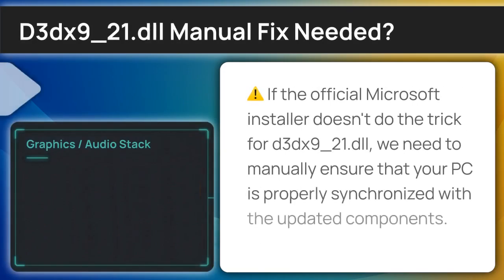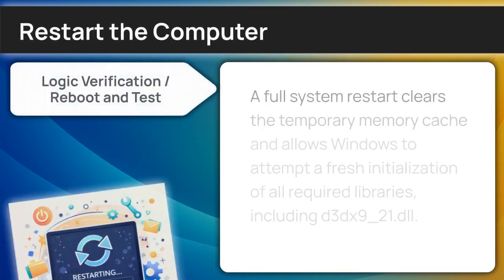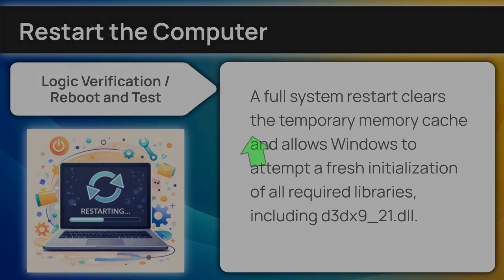When the primary installation path fails, a more surgical approach to checking your system's environmental variables is required. A quick reboot can determine if the error is transient. While it won't fix a deleted file, it can re-establish the connection between your software and the DirectX file if the path was temporarily busy.